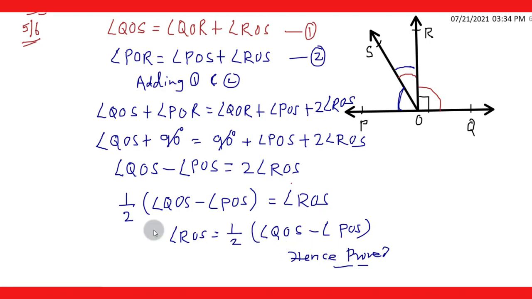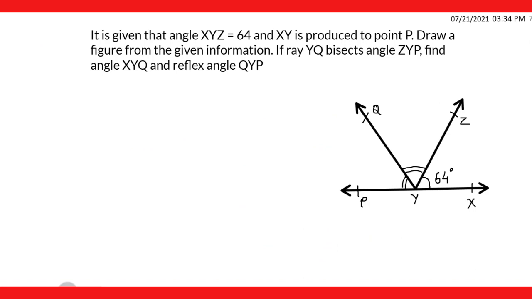Now let us see question number 6, which is on the screen. Here is question number 6, that it is given that angle XYZ is 64 degree. This is angle XYZ, it is given that it is 64 degree, and XY is produced to P. This XY is produced to P. So this has become PYX, a straight line, and draw a figure from the given information.